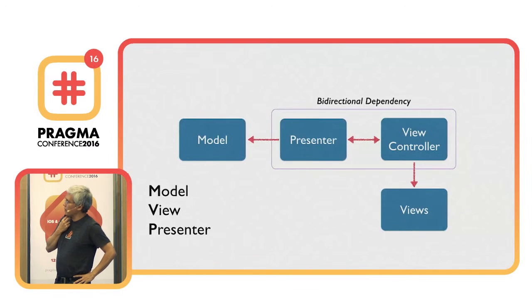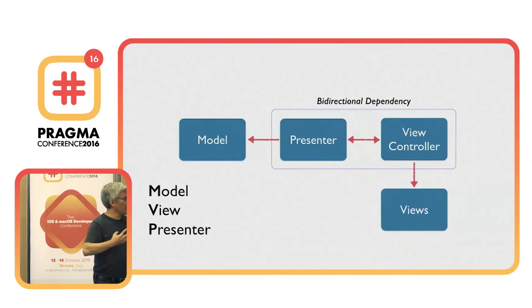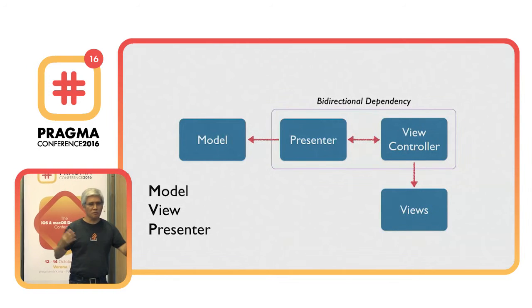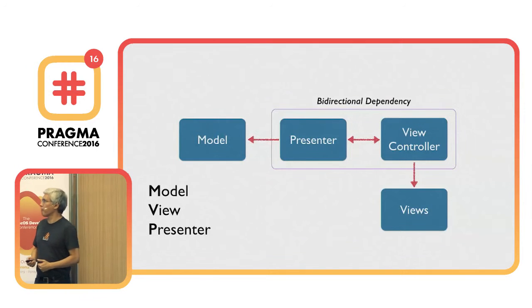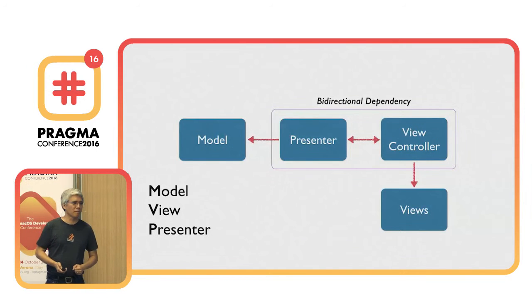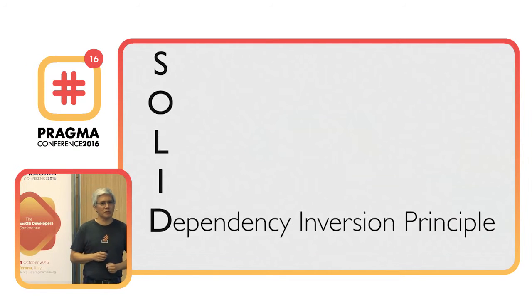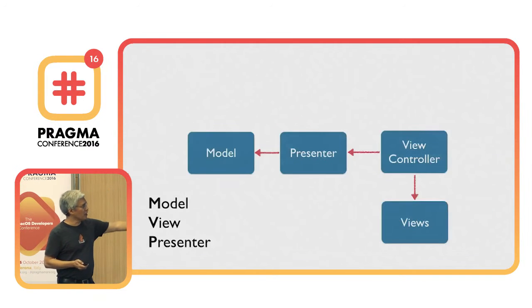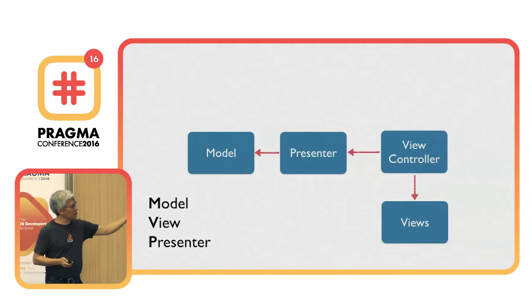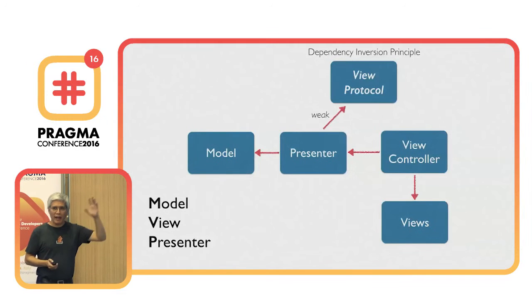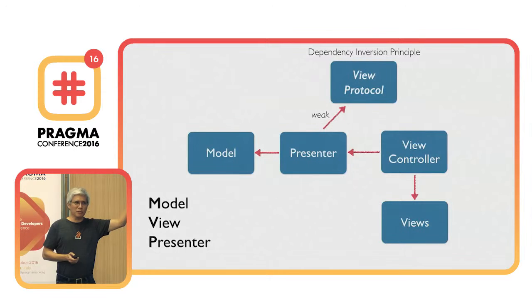But first, let's talk about this, the dependency, that the presenter and the view controller know about each other. That's not good. Let's break this up. What do we do with the bidirectional dependency? We fall back on the SOLID principles, specifically the D of SOLID, dependency inversion. Dependency inversion teaches us that we can still have the view controller looking at the presenter, but to get back to the view controller, we do not point directly at it.